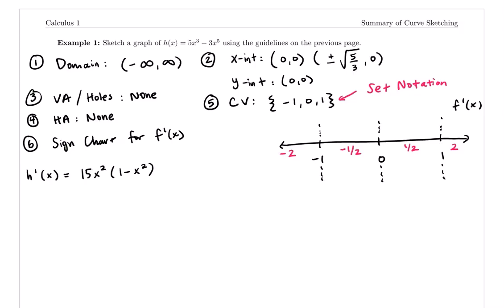So I rewrote our derivative function that we found earlier, and let's evaluate h prime of -2. And really, I don't care what the numerical value is. I only care about the sign, because we're doing a sign chart or a sign analysis.